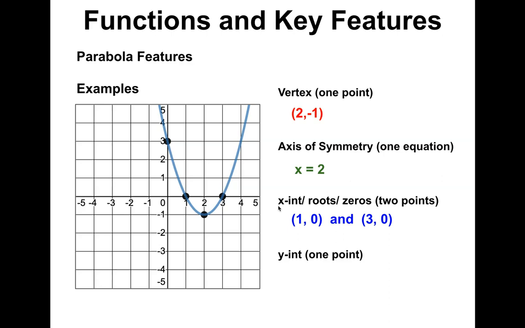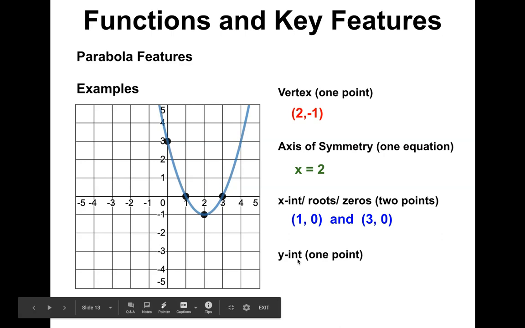The x-intercepts, or roots, or zeros, whatever name they want to call it, that would be 2 points for this graph because we cross here at 1, 0, and we cross here at 3, 0. Be especially careful when you name your ordered pairs. An x-intercept will always have a y value of 0. Don't flip-flop your ordered pairs and call it 0, 1. That would be on the y-axis, which is our next thing to notice, our y-intercept.